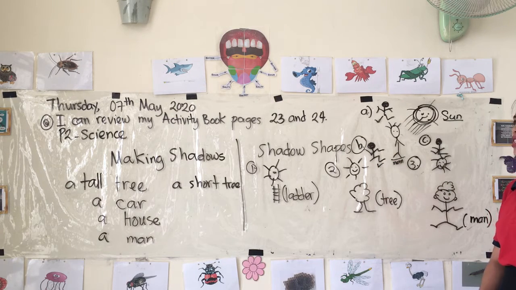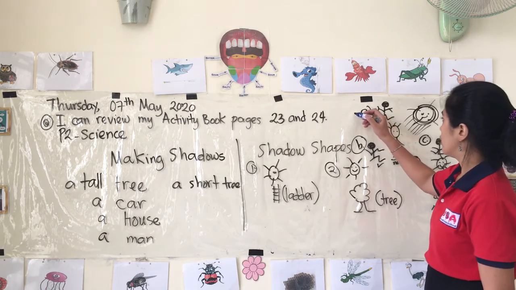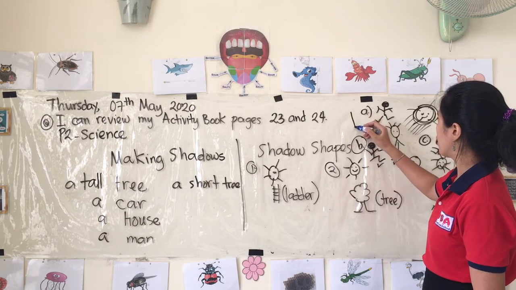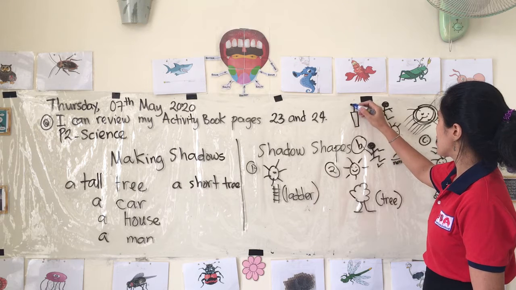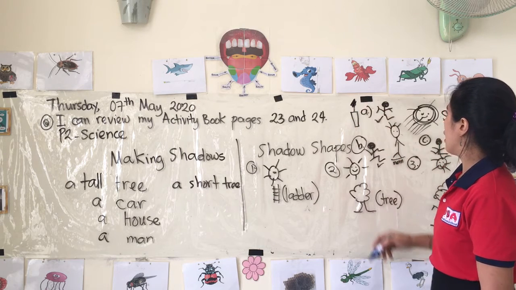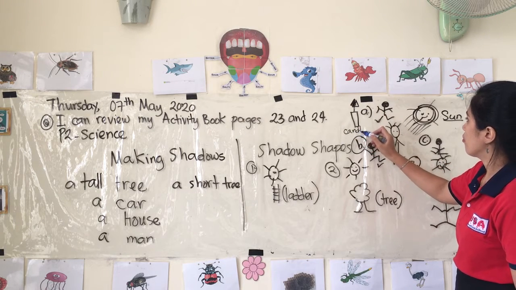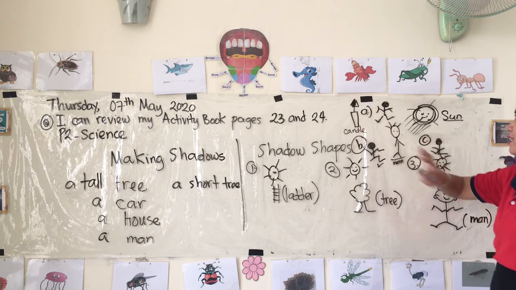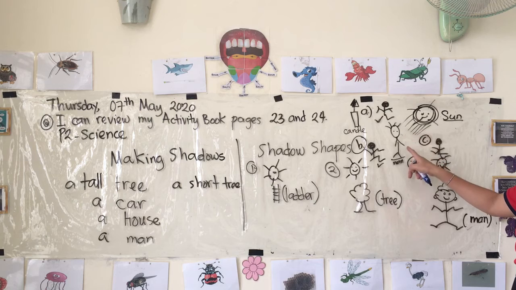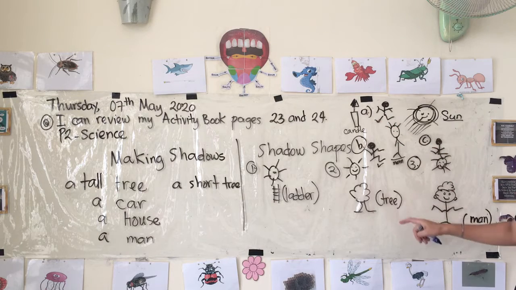Now we are going to use the same object but different source of light. This time I'm going to use a candle. So my candle will be here. The source of light that I'm using is a candle. Now, if the source of light is here, so we'll write candle. If the source of light is on this side, where will the shadow of the man be? Is it shadow A, shadow B, or shadow C?